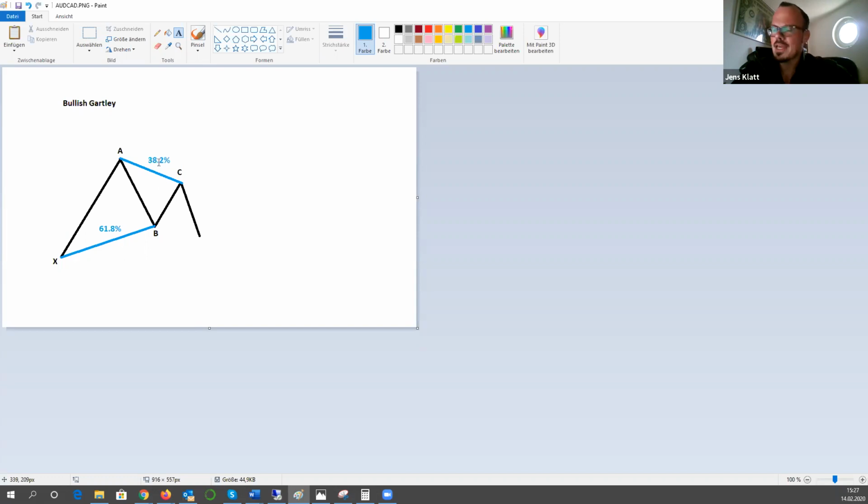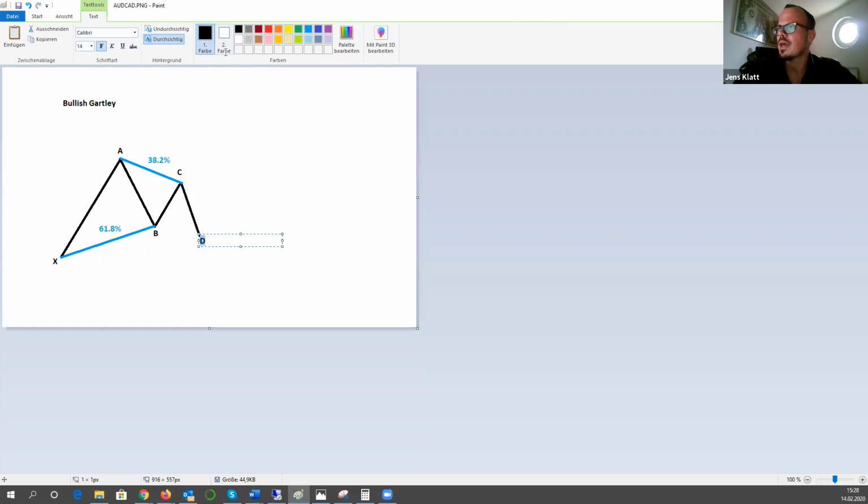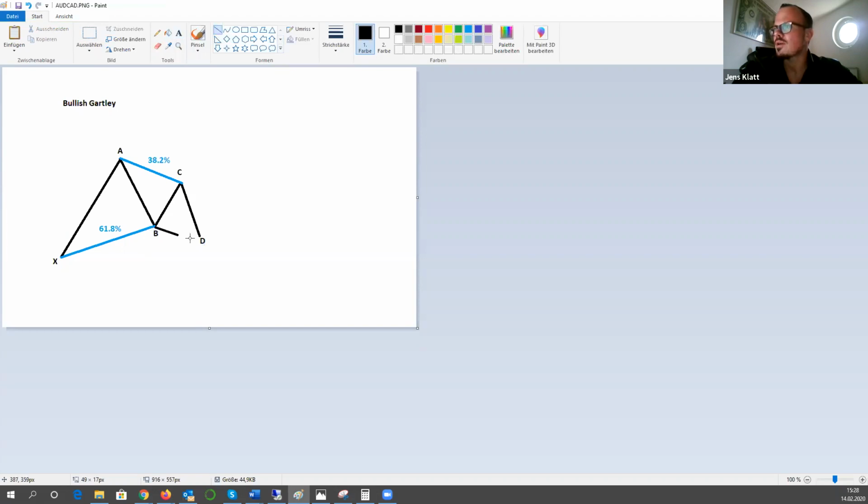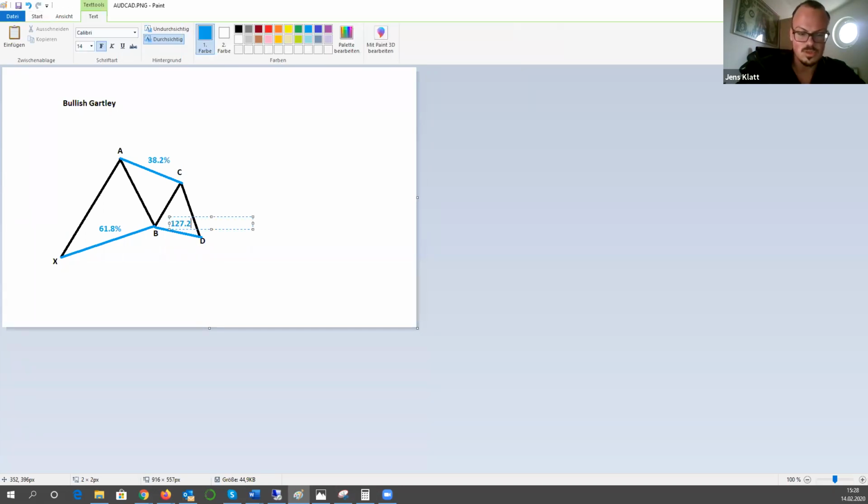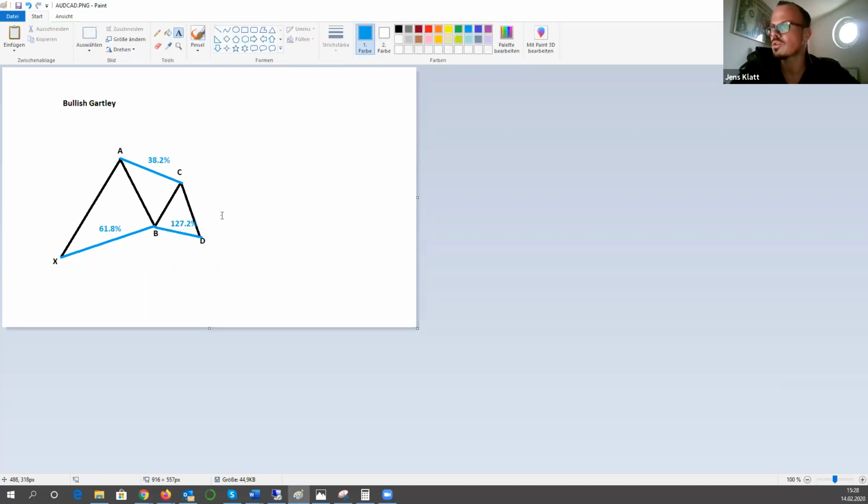So this is 38.2%, and then from there we move lower again to here D, okay? And this is also again black. And this D in this case is in fact an extension. You can do B and D, okay? And this number is now 127.2, the next Fibonacci number which we work with, you probably recall this.